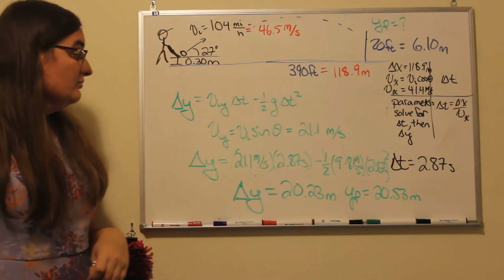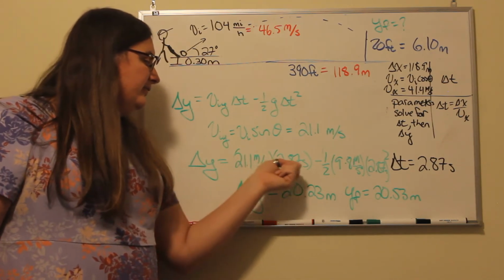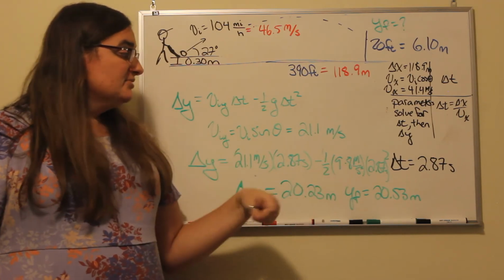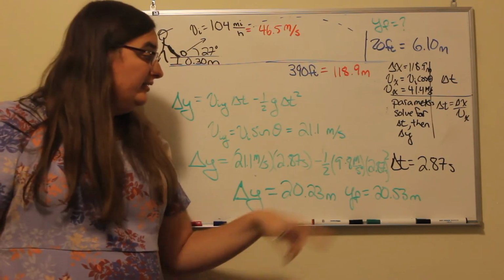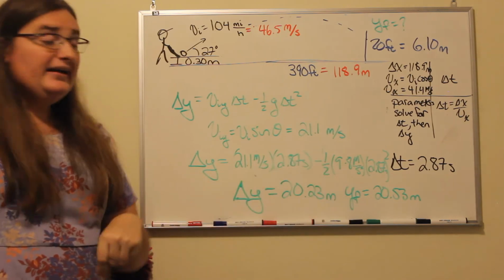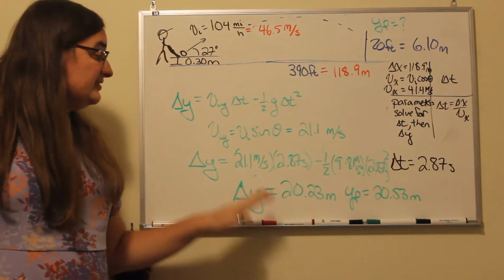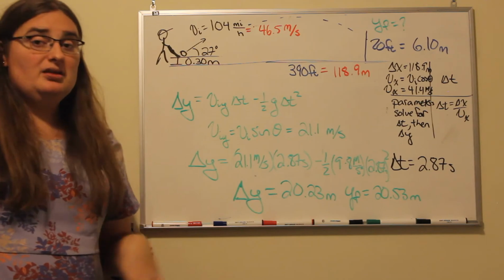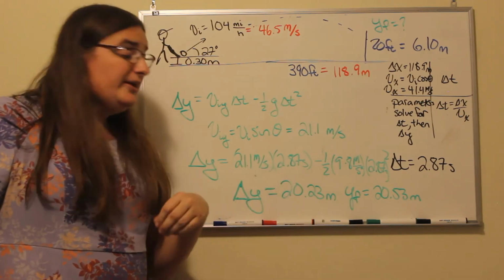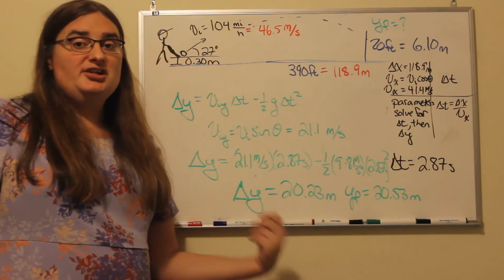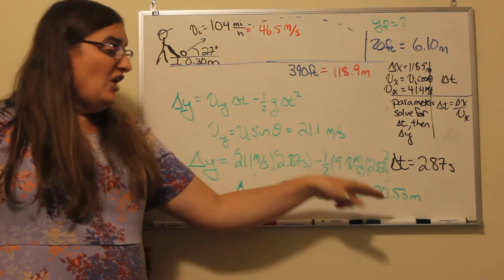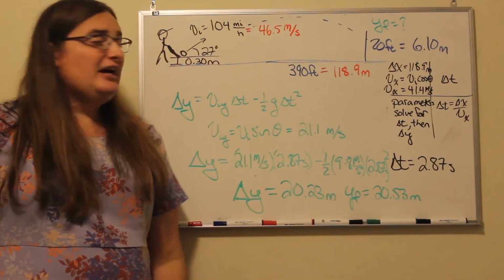Plugging in to my equation, I get a little bit over 60 meters for this first term. For the second term, 1/2 times 9.8 meters per second squared times 2.87 seconds quantity squared gives me about 40. And 60 minus 40 gives me, if I calculate things out carefully to several digits, 20.23 meters as my change in y. It's positive, which means it's above where it started, so the final height would be 20.53 meters.